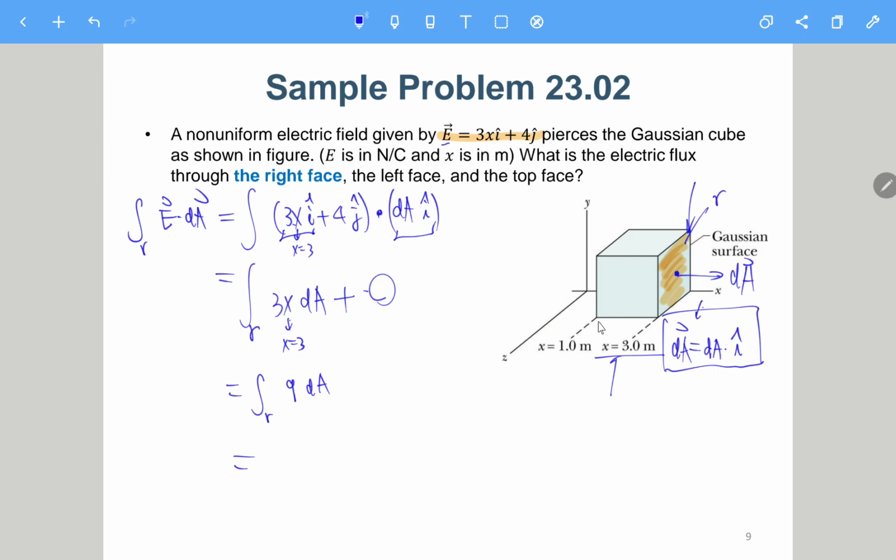For this surface, this is a cube, and the length is 2 meters. Which means the area should be 2 times 2, 2 squared will be 4. So it's 9 times 4, which is 36 newton meter squared per coulomb. Okay, so this is the first answer. Any questions?